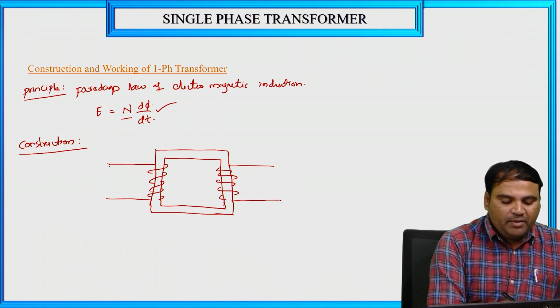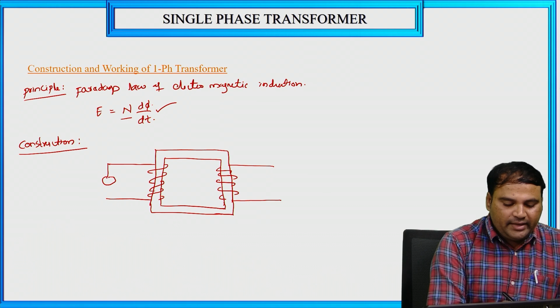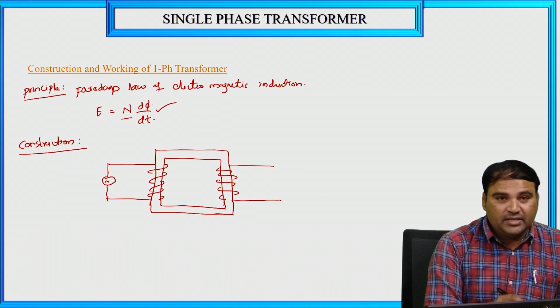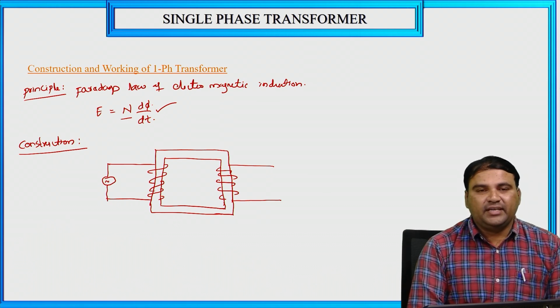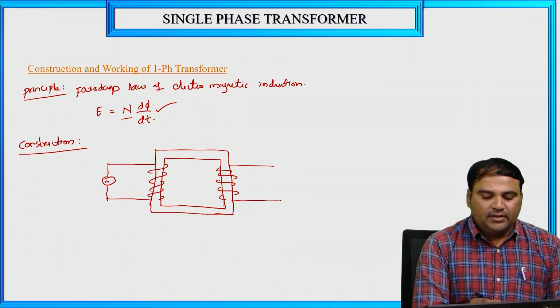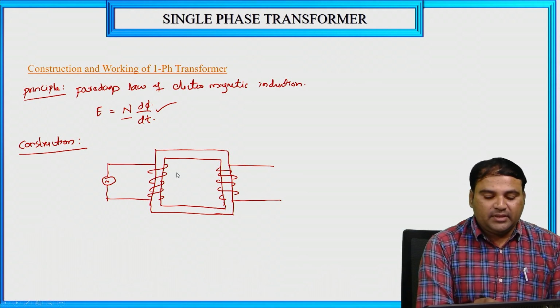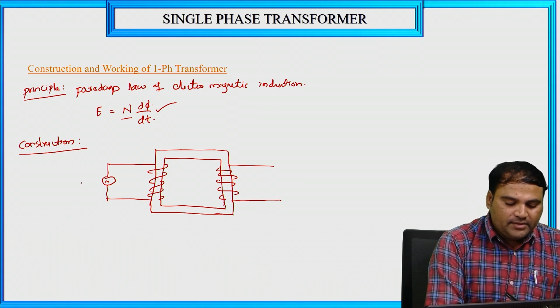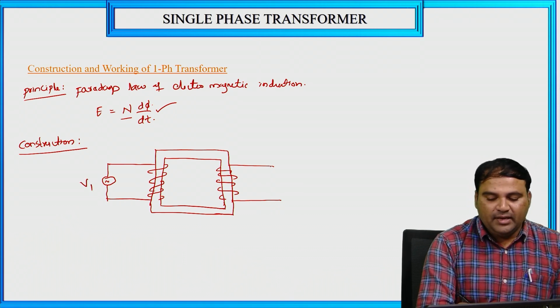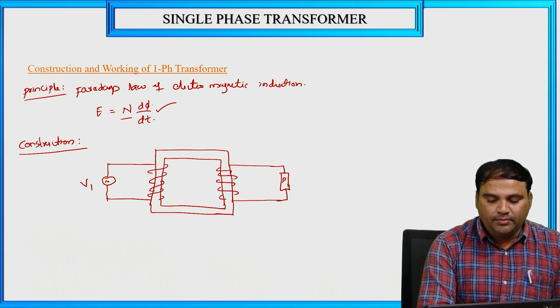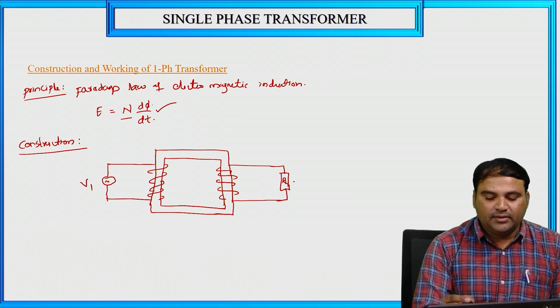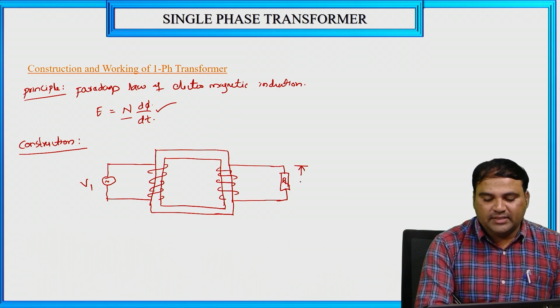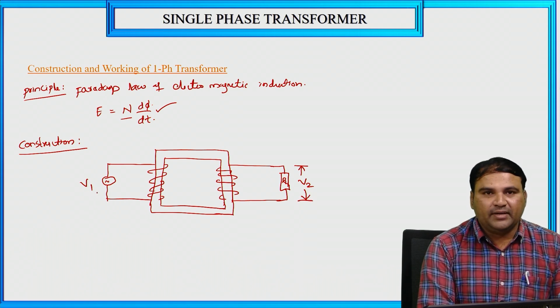Now for this primary winding, we have to give the AC supply. A transformer is completely an AC device, not a DC device. If you give a DC supply, the windings may burn, and sometimes the transformer will be lost. The primary voltage is V1 and the secondary side is connected to the load. The load is RL, and across the load we have the secondary voltage V2, and the primary voltage is V1.